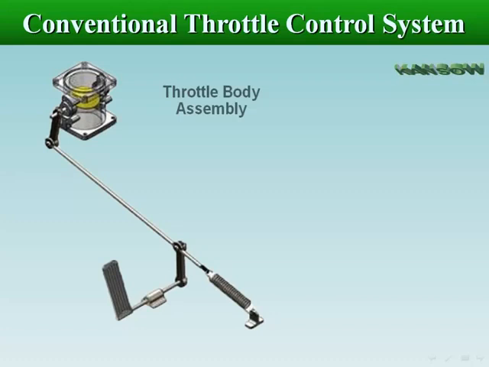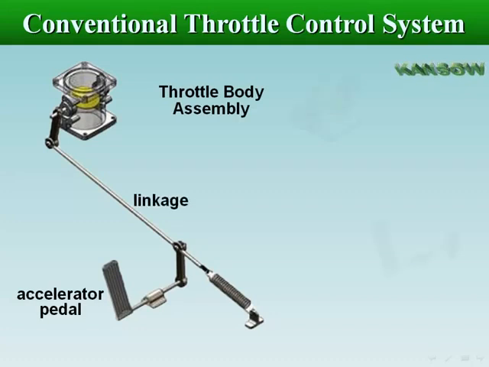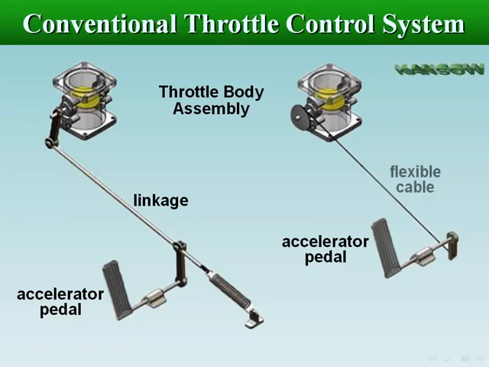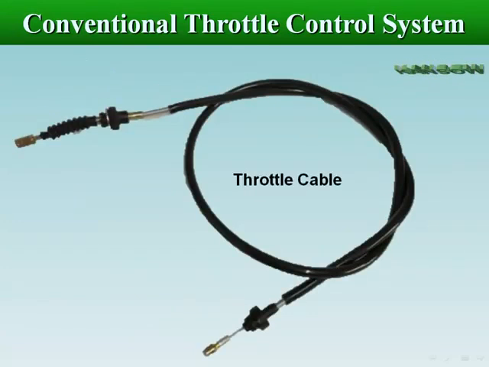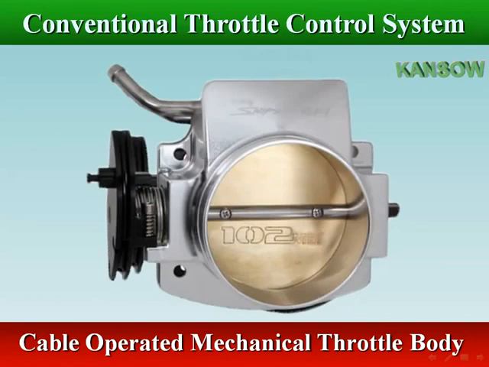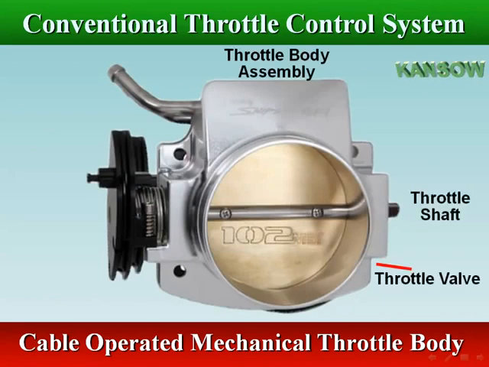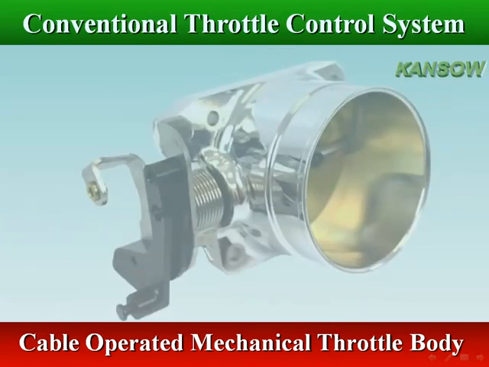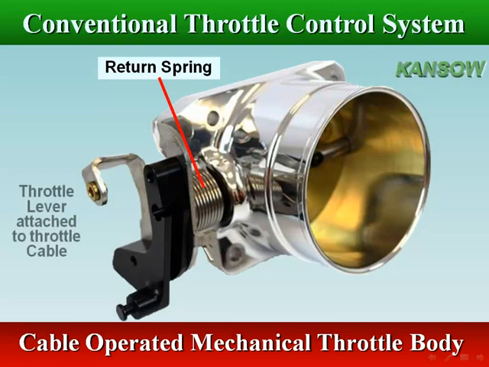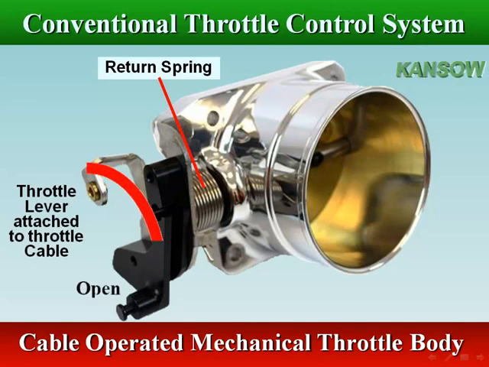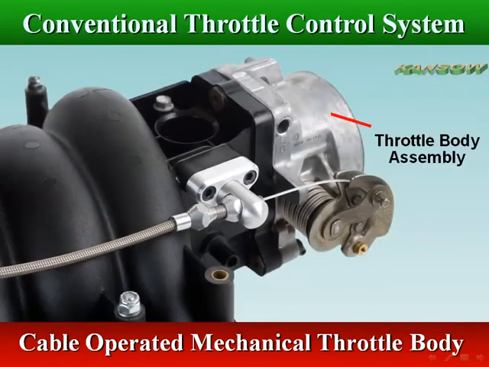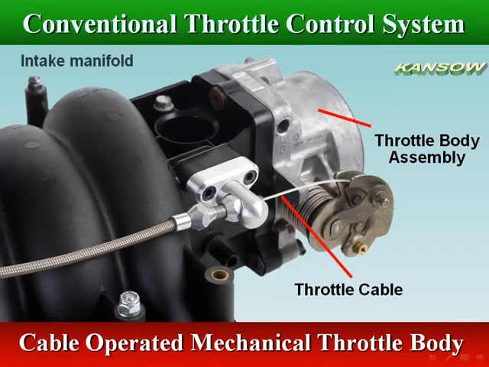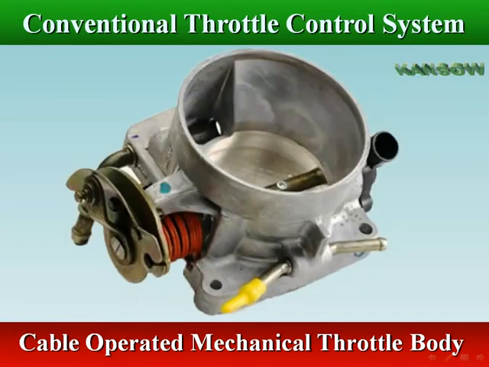The throttle body is directly connected to the accelerator pedal with a linkage or flexible cable, which moves the throttle shaft when the accelerator pedal is depressed. The accelerator pedal is used to control the angle of the butterfly valve, which regulates the amount of air entering the engine. Most throttle bodies are made of aluminum.